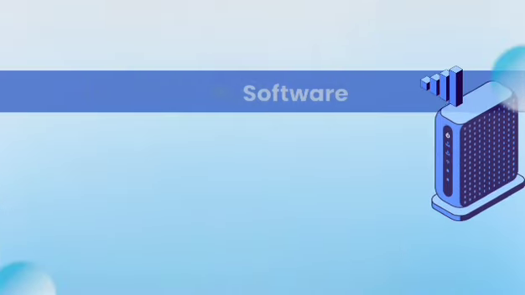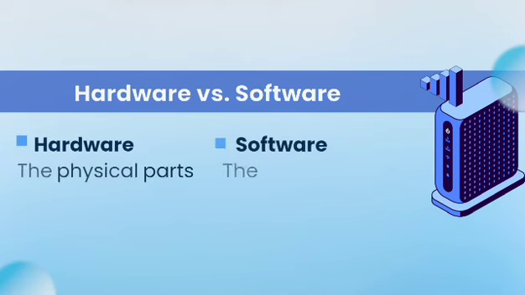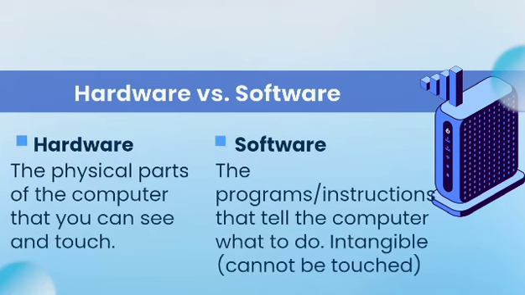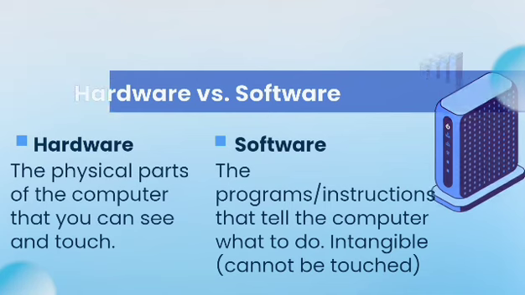To compare them, hardware is tangible, which means you can touch it. Software is intangible. You can't touch it. Hardware includes things like the CPU or mouse, while software includes apps and programs.